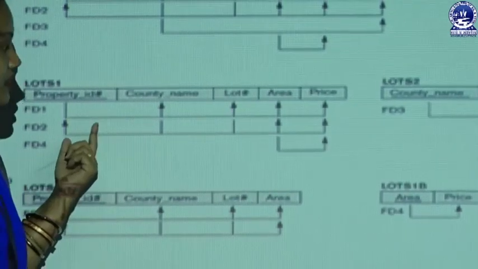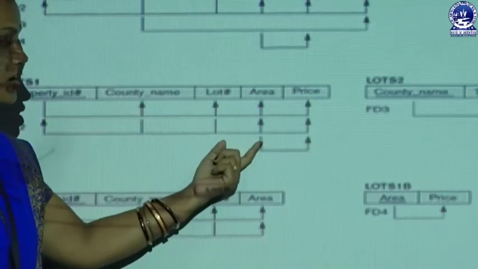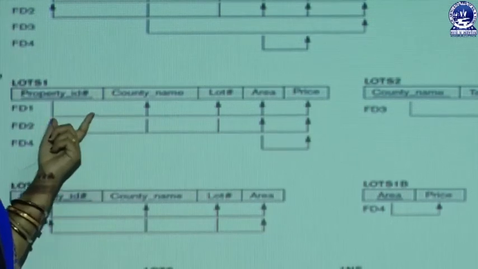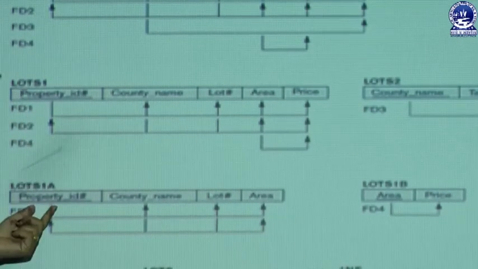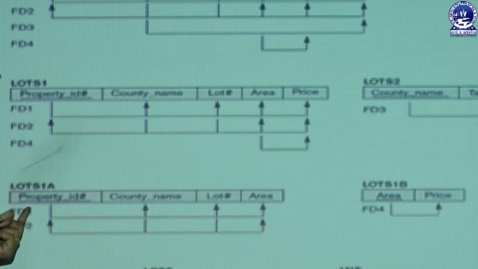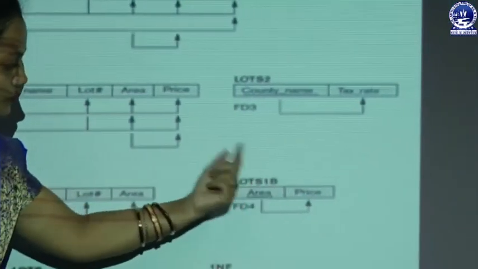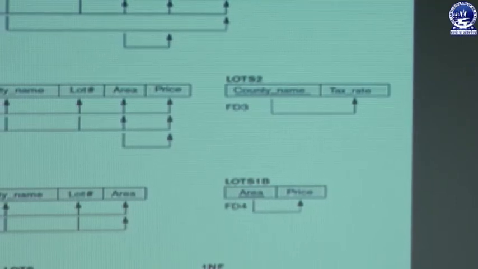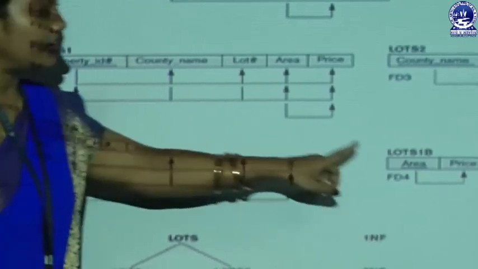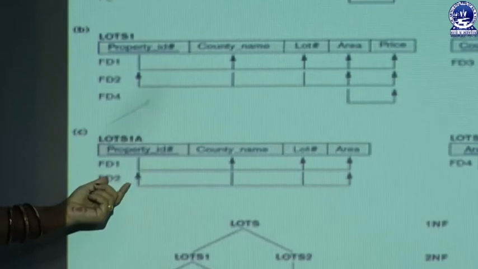Third NF says the relation must be in second NF and there is no transitive dependency, but here the transitive dependency holds in this relation schema. So, now we decompose this relation schema to form relation schemas in third NF. Now the decomposition is done, that is lots 1A and lots 1B, the two tables. The property ID, country name, lots, area are the attributes of the first table, and the area and price are the attributes of the second table. So, here we have to check whether the relation is in third NF or not.